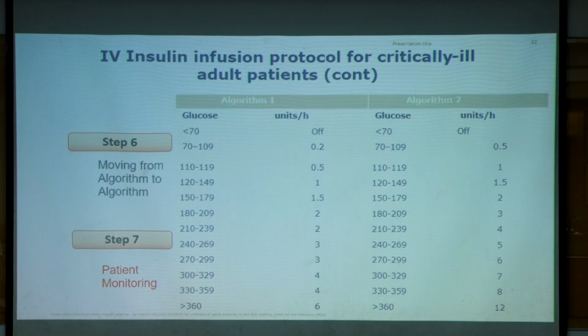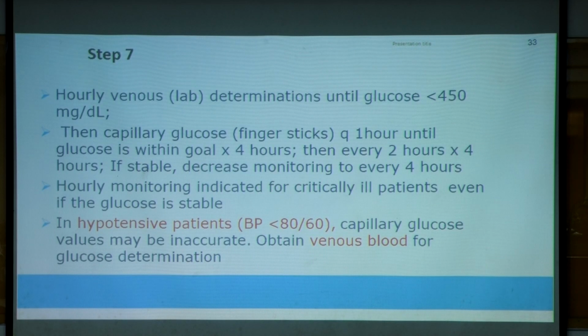That is step 7. Hourly venous determination until the glucose levels are less than 440. Hourly, you have to monitor the patient. And then capillary glucose every 1 hour until the glucose is within goal for the next 4 hours, and then every 2 hours for the next 4 hours. So you have to memorize it, or take a snap only. Then, if stable, decrease monitoring to every 4 hours. Hourly monitoring is indicated for critically ill patients, even if the glucose is stable.